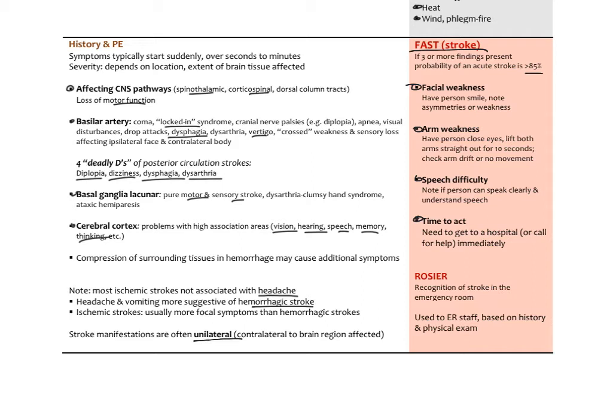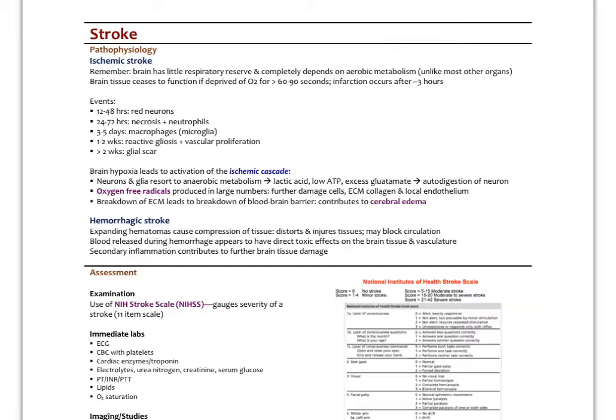In the emergency department, there's a more accurate diagnostic system. It's called the ROSIER, and this is used by the emergency department staff based on the history and physical exam findings. You can look up what the components are there. So that would be some of the classic signs and symptoms of both ischemic and hemorrhagic stroke.